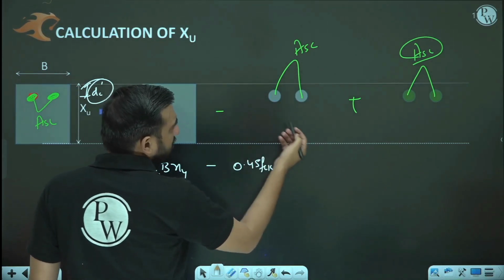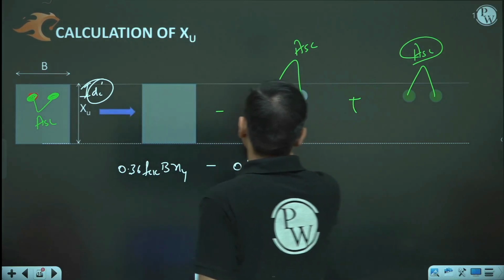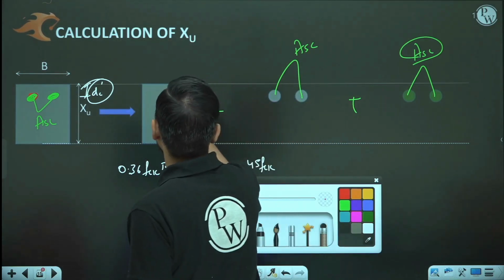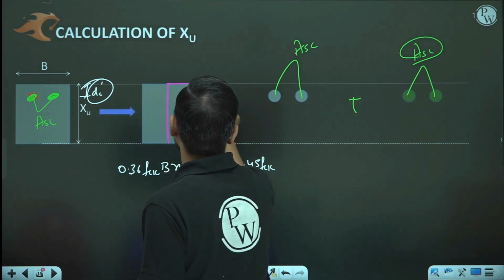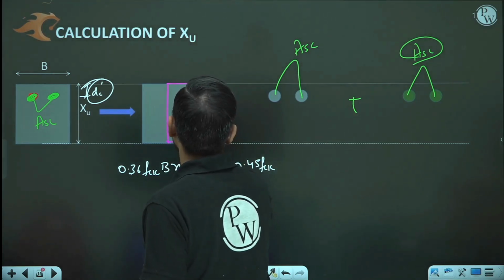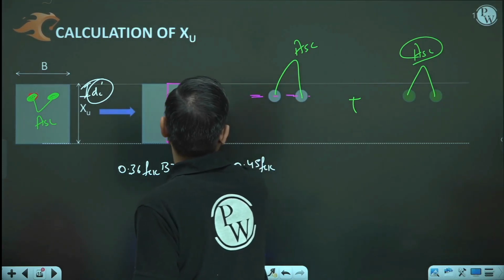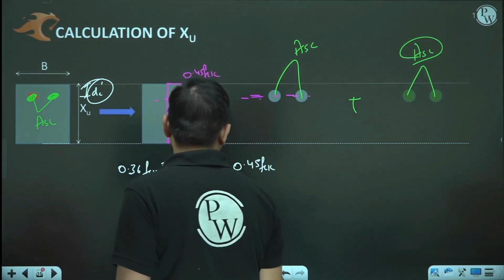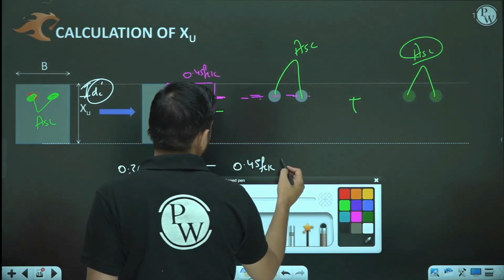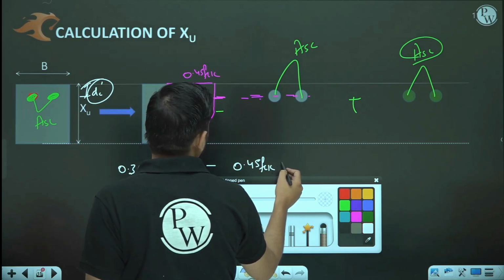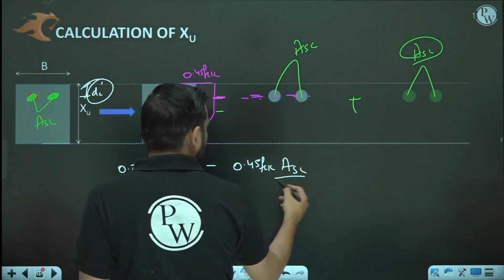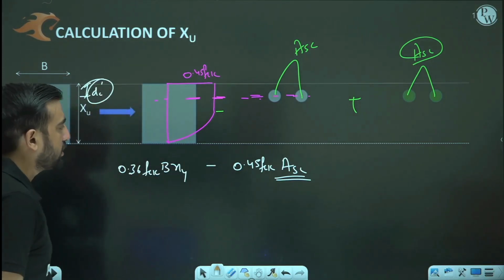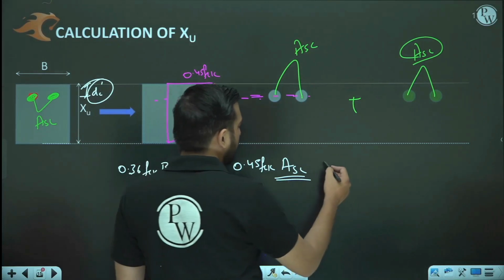Because, my dear friend, your stress diagram is like this only. You can see that it is also lying up to this scenario. This is 0.45 FCK. So what is this area? It is the area of concrete only, but numerically this area of concrete is equal to the area of steel in compression. Now plus.